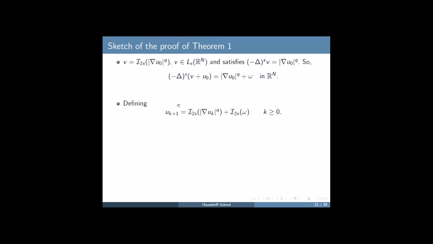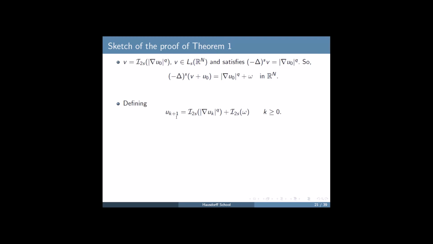So what we are going to do is construct a sequence. The sequence will be this one. Observe that when k is 0, what you get here is just b plus u0. So the starting point of the sequence is b plus u0, and then when k goes to infinity, what we expect is that uk converges to some function u, and the function u should be the solution of the problem.